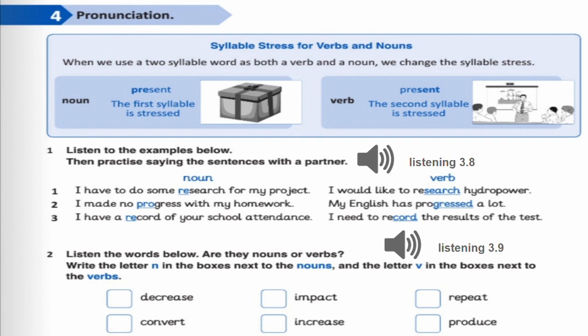Good. Now, let's check your understanding. So you should listen to the words below. Are they nouns or verbs? So you should focus, if the first syllable is stressed, it is a noun. If the second syllable is stressed, it is a verb. So you are going to listen, decide, then check your answers.